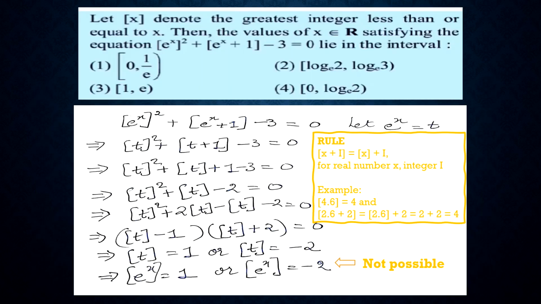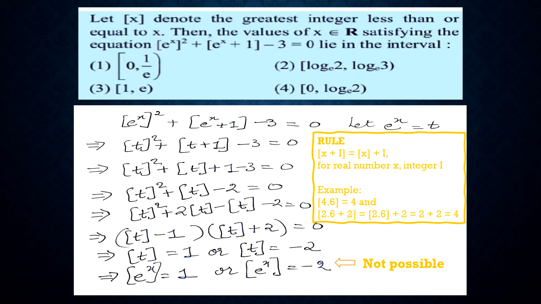The third example: suppose box x is the greatest integer function, then you have to find the values of x. That means basically the domain for this function: box of e raised to x square plus box of e raised to x plus 1 minus 3 equal to 0. One of the four options would be the answer. Again, first of all, we start with the substitution that e raised to x equal to t.